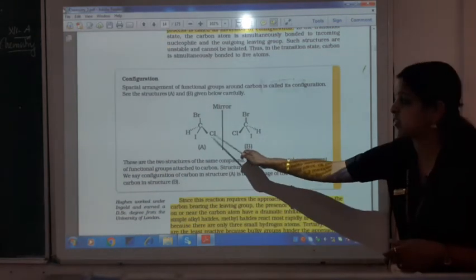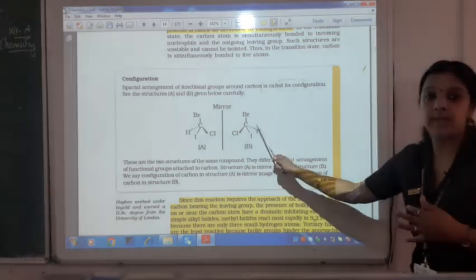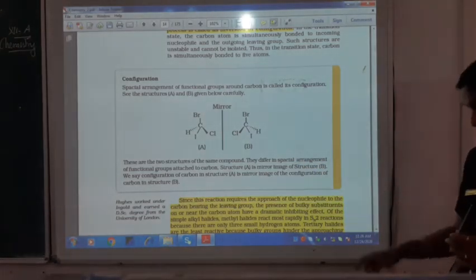This is the original structure, but this is a mirror image. This is actually formed. You get the opposite side attacked. Okay, children.